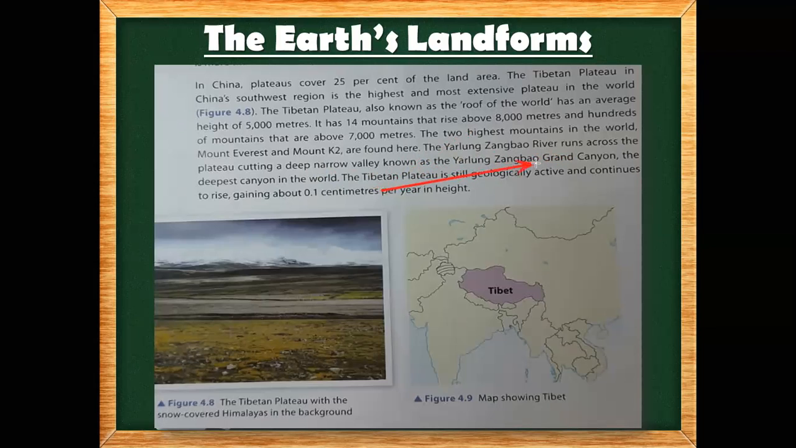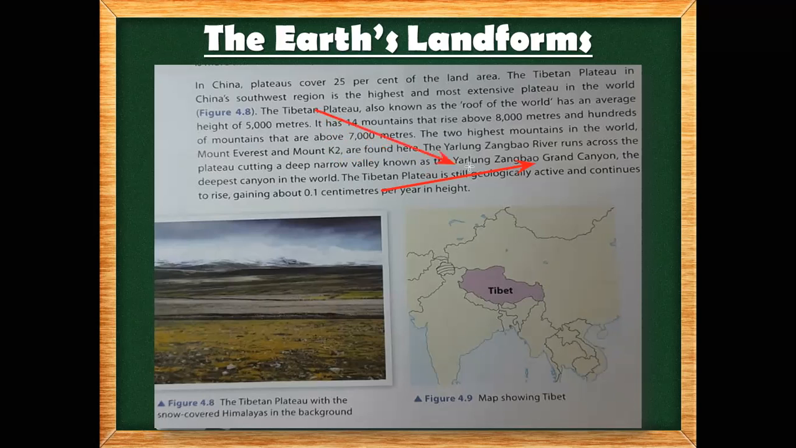So, how are plateaus formed? As I told you, they are made by the rain or the wind. So, they are saying the same thing, that the river is running across the plateau, cutting a deep, narrow valley, known as the Yarlong Zangbao Grand Canyon. That water cut is the deepest canyon in the world.